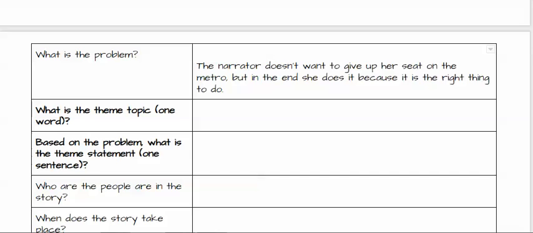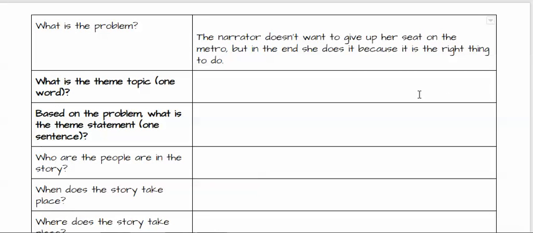So when you think about that, what is the theme topic? One word. Well, I think if we looked on our list, we would see the word kindness. So there's our theme topic. And then based on the problem, what could be a theme statement? Think about the things that the narrator does. She gets up, she helps the man, he thanks her, and then they talk. I would say that maybe the theme statement is something like, you will never regret showing kindness to others. Right? I think that's the big idea in this story.